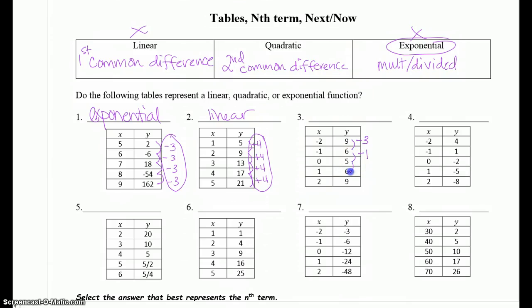From 5 to 6, we add 1, and from 6 to 9, we add 3. So now what do I mean by second difference? Let's look at these. From -3 to -1, you add 2. To get from -1 to +1, you would add 2. And to get from 1 to 3, you would add 2. Since you now have a common change here, that is called a second common difference, so this is going to be a quadratic.